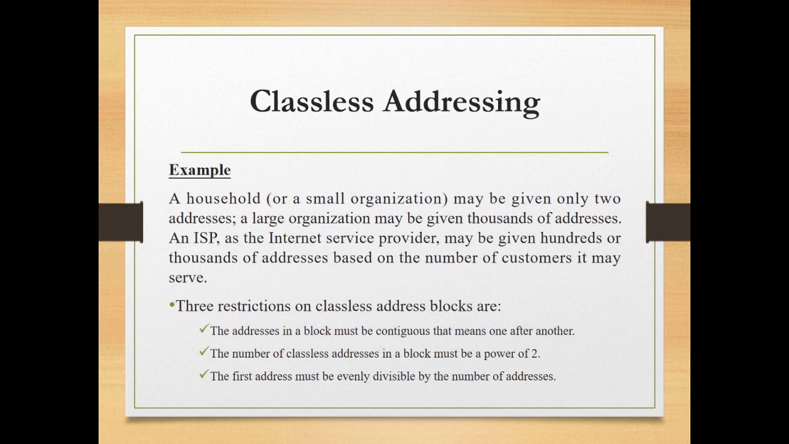For example, a household may be given only 2 addresses. A large organization may be given thousands of addresses. An ISP, the Internet Service Provider, may be given hundreds or thousands of addresses based on the number of customers it may serve. The 3 restrictions on classless address blocks are: the addresses in a block must be contiguous, that means one after another. The number of addresses in a block must be a power of 2. The first address must be evenly divisible by the number of addresses.